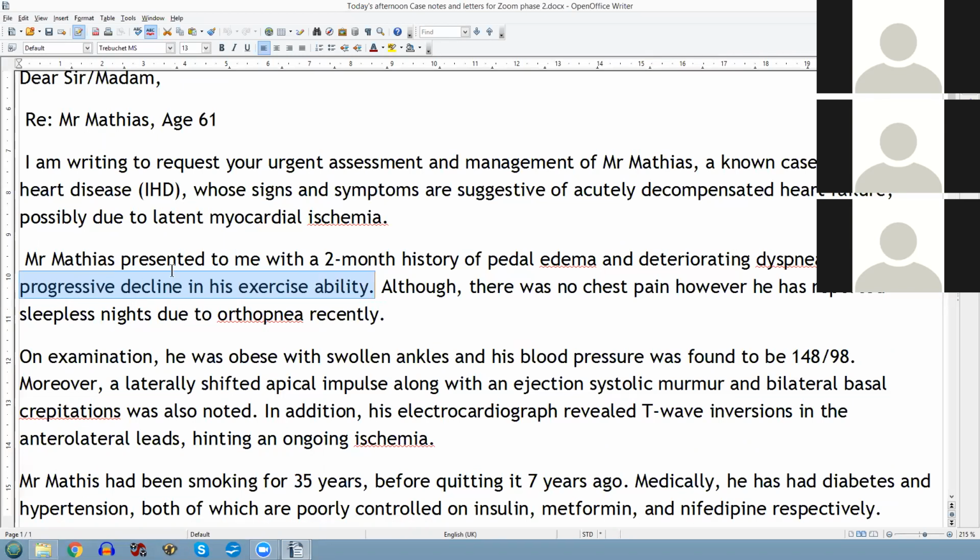A progressive decline in his exercise ability. Very good. Although there's no chest pain, however, he has reported, well, reported, I would just use the simple past. Yeah, because presented at the same time he reported. So there's some very good phrasing here. Good sentence, good phrasing, very good.